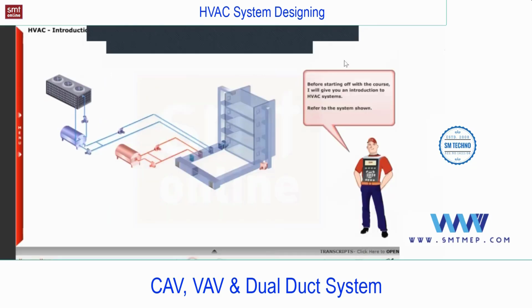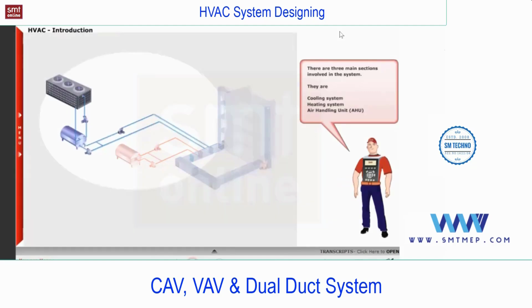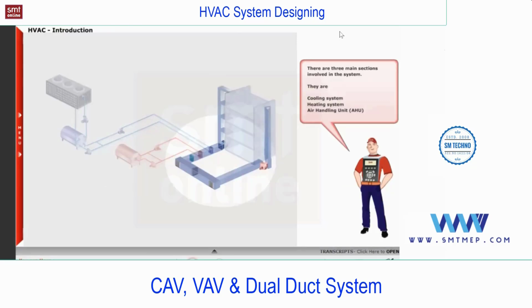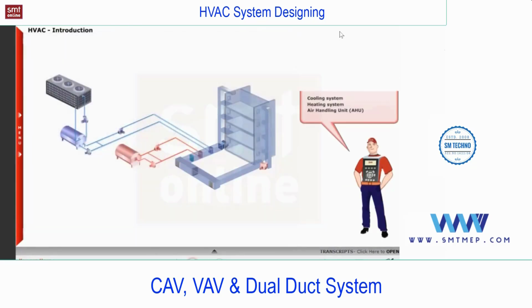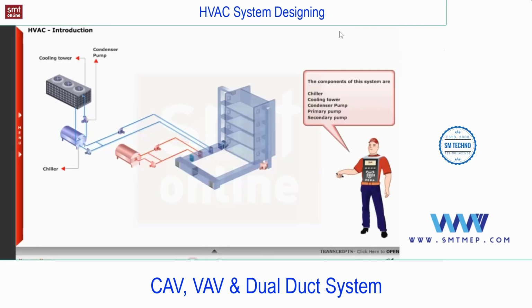Refer to the system shown. There are 3 main sections involved in this system. They are the cooling system, the heating system, and the air handling unit, AHU. The cooling system is used to reduce the temperature of the environment that the HVAC system is controlling. The components of the system are chiller, cooling tower, condenser pump, primary pump, secondary pump.